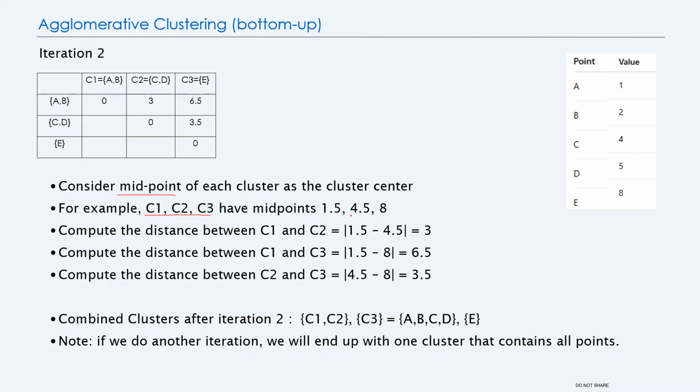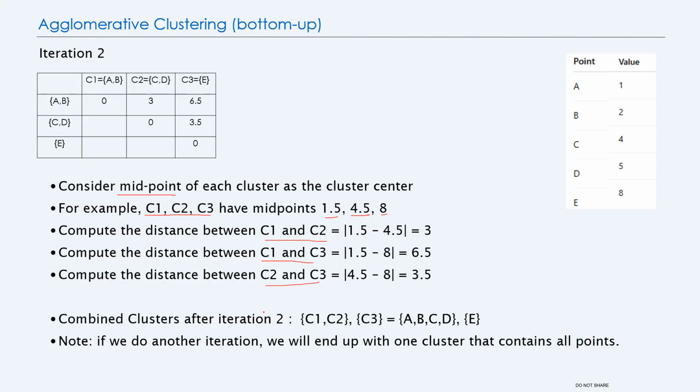That's going to be 4.5. And the 8 is by itself, so 8 is just 8. So we have that. Now we're going to compute the cluster distances between C1 and C2, which is 1.5 minus 4.5. Right, so we get 3 here. And then C1 and C3, we get 1.5 and 8. We get 6.5. And then C2 and C3, we get 4.5 and 8, which is 3.5.